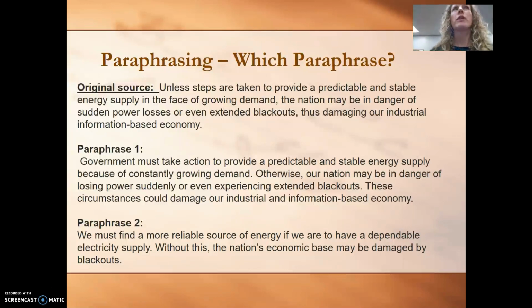Noah, why don't you read paraphrase 1? Government must take action to provide a predictable and stable energy supply because of constantly growing demand. Otherwise, our nation may be in danger of losing power suddenly or even experiencing extended blackouts. These circumstances could damage our industrial and information-based economy. Okay, let's read the second one, Kyle. We must find a more reliable source of energy if we are to have a dependable electricity supply. Without this, the nation's economic base may be damaged by blackouts.